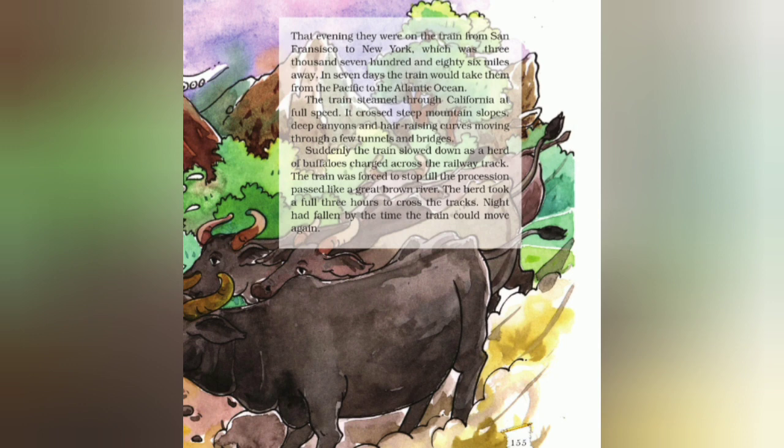Mr. Phileas Fogg and Passepartout, his companion, began their journey from San Francisco to New York. And the distance that they had to travel was 3,786 miles. Miles is nothing but a unit of distance. In 7 days, the train would take them from the Pacific to the Atlantic Ocean.